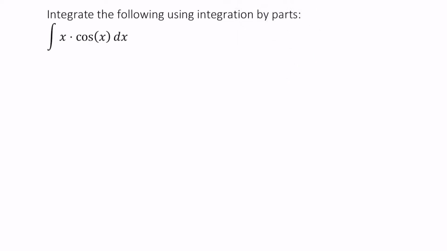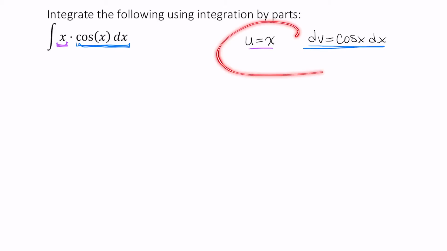So first, I'm going to say, let u equal x. So this entire quantity here, this is just my u. And then dv is going to equal cosine x dx. So that's this part. And if you're wondering why I made these choices, we will get to that later in this module. In one of the later parts of this module, I'll explain strategies for choosing u.